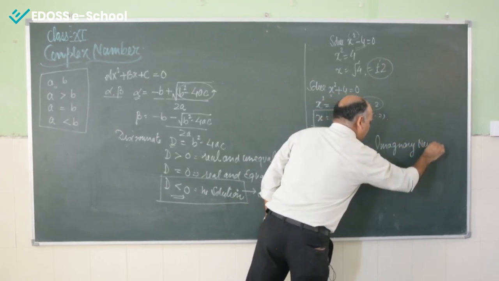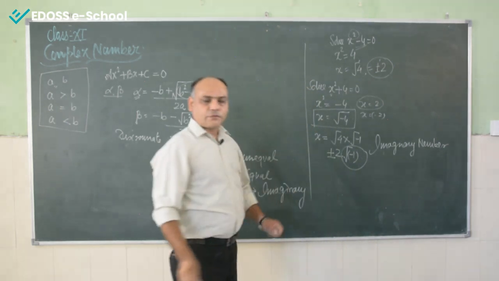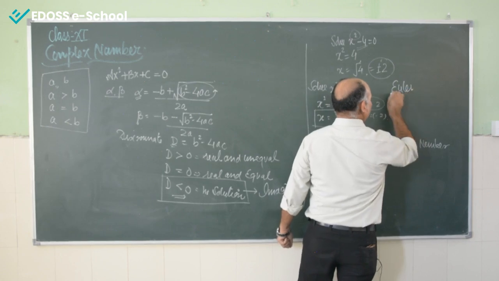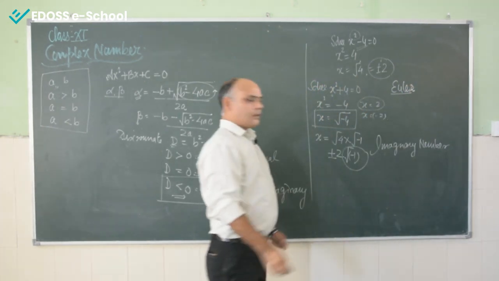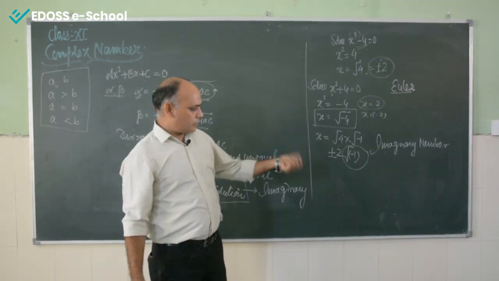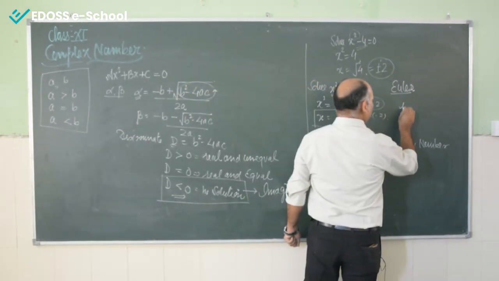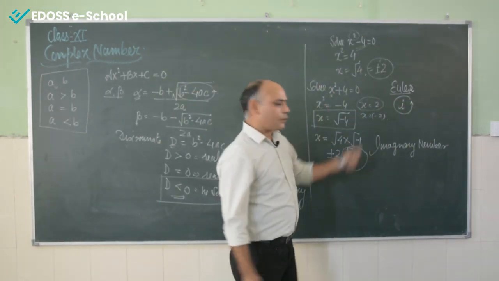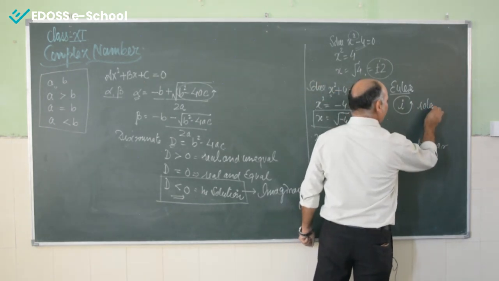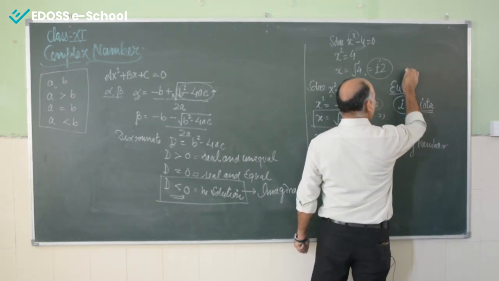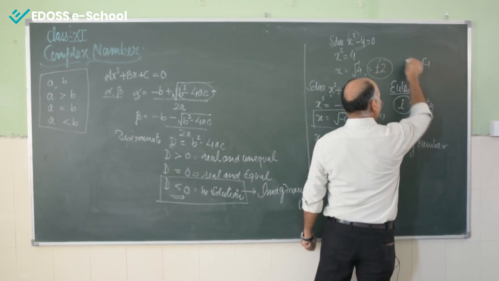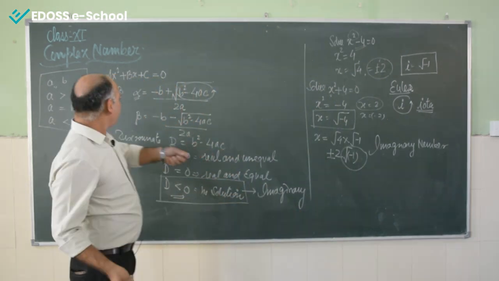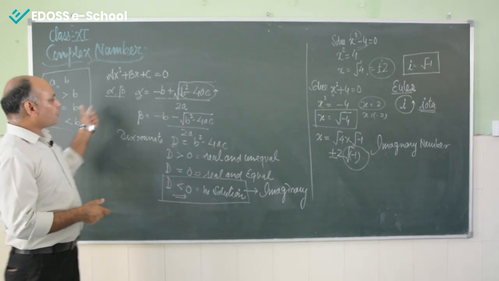And this imaginary number was first introduced by the mathematician Euler. Euler introduced the imaginary number and called it iota. This is the mathematical way of writing an imaginary number, that is iota, I-O-T-A. Iota is always equal to under root of minus 1. This is the imaginary number. Now this was the introduction to the complex number.